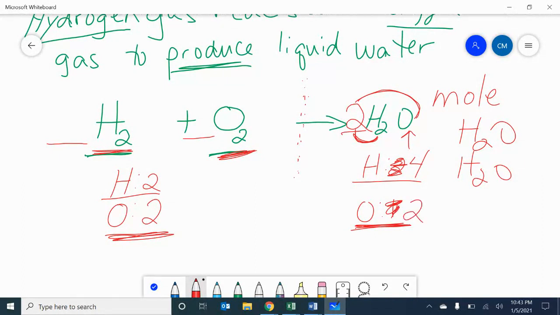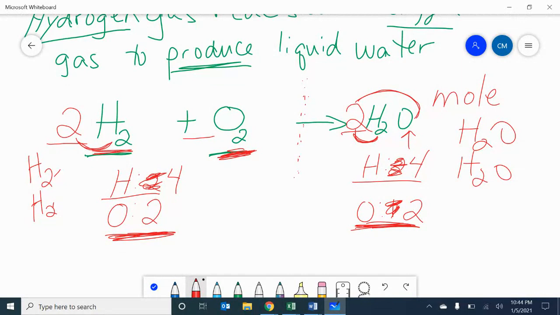So let's go back to the left. How many H's do I have? I have 2. But I just made 4 on the right. Can I make 4 on the left? Yes, I can put a 2 here. All right? It just means I have to bring in 2 molecules of hydrogen. 2, 4. 2 times 2 is 4. All right, so that has 4. So now they're balanced. And then I have 2 oxygens already on the left. And I made 2 oxygens on the right.